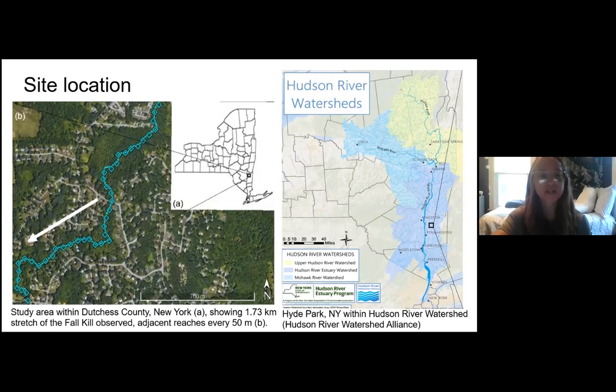But the most important thing to realize in this visual is this circular area right here at the top of the stretch of the Fallkill in which I studied. This is the Hyde Park Trailer Park home. These trailer parks have individualized septic systems. So like I said earlier, wastewater was an important producer of nutrients that can be rerouted into streams.